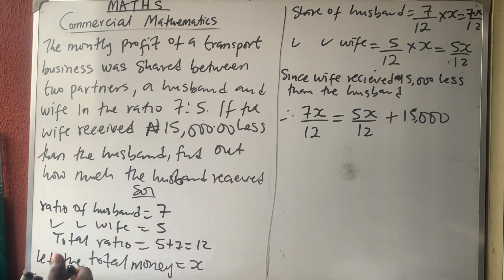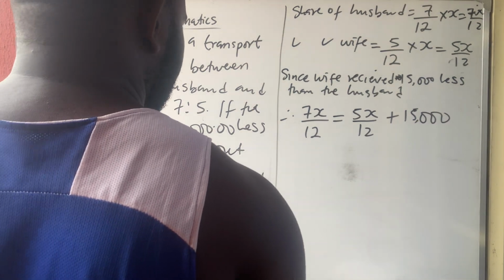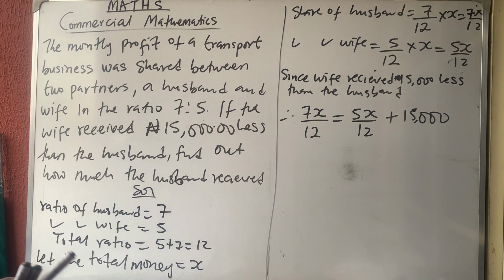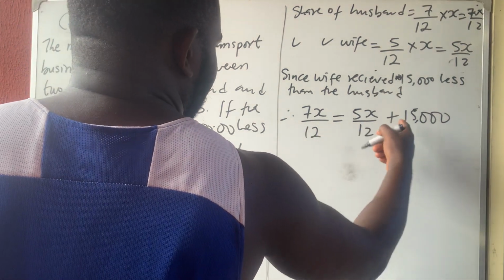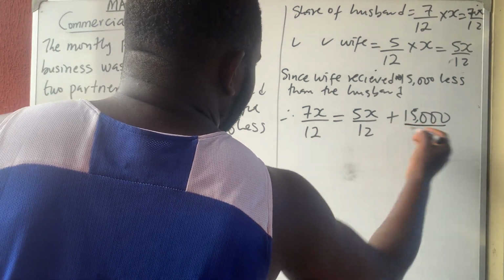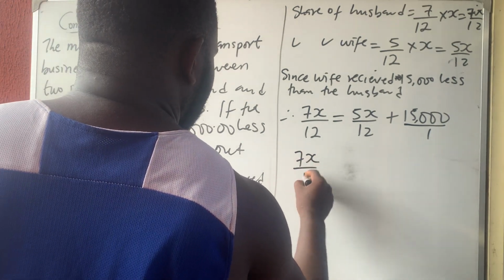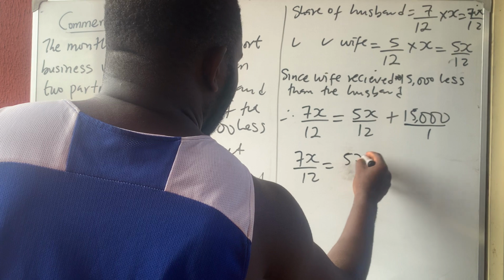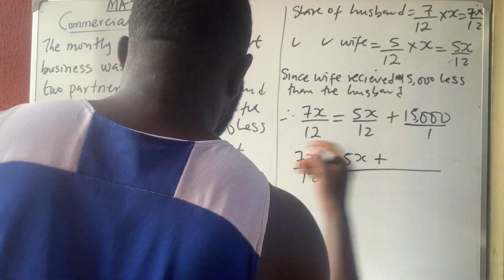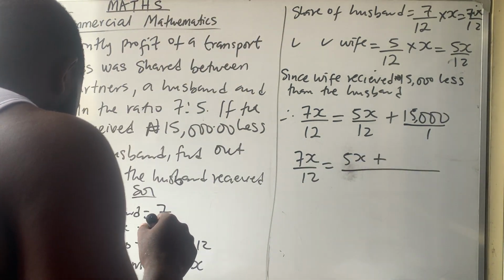So now if you do this, 12 can cancel 12. Okay, before 12 cancels 12, please, this is over 1. You have to find the LCM. So this is 7x over 12 is equal to 5x plus 15,000 times 12.